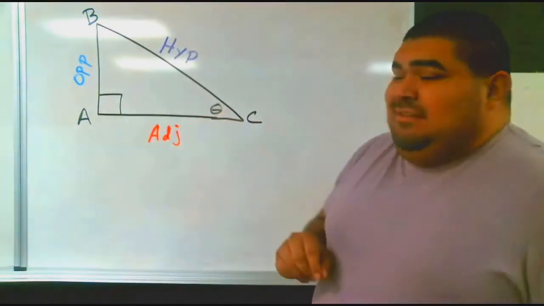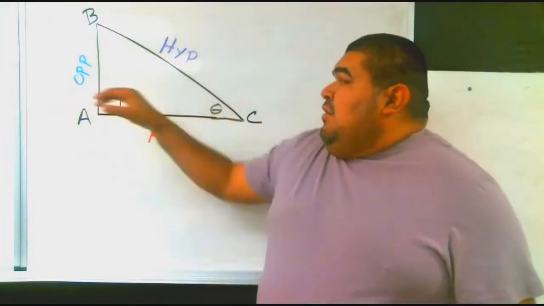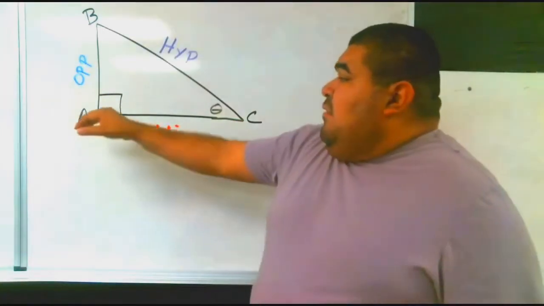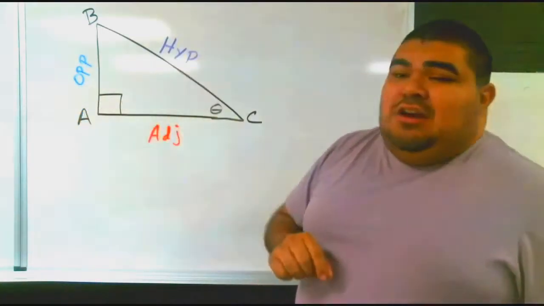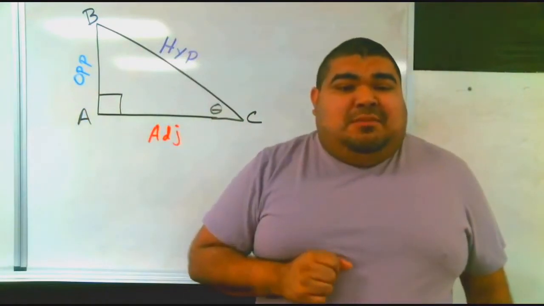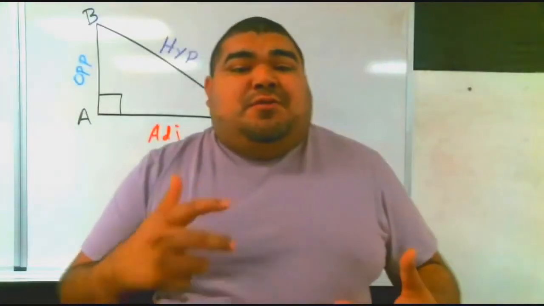I chose C to be our theta. That means that across from theta is our opposite. Across from the 90 degrees is our hypotenuse. And then we have our adjacent on the bottom. Now, today we're going to take it a little further.